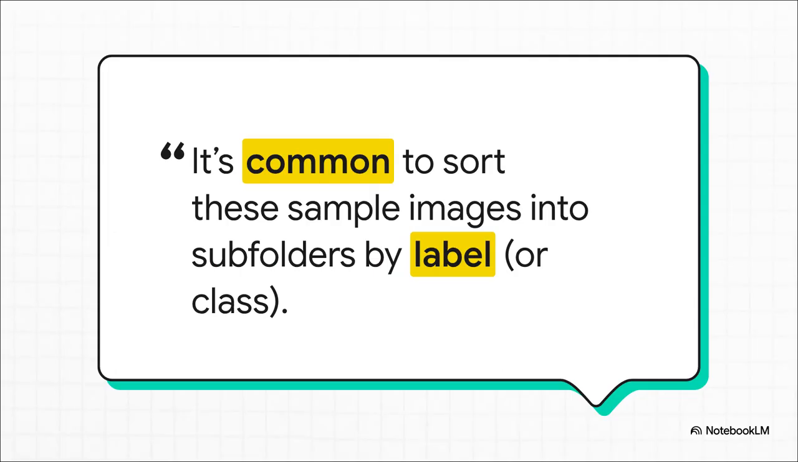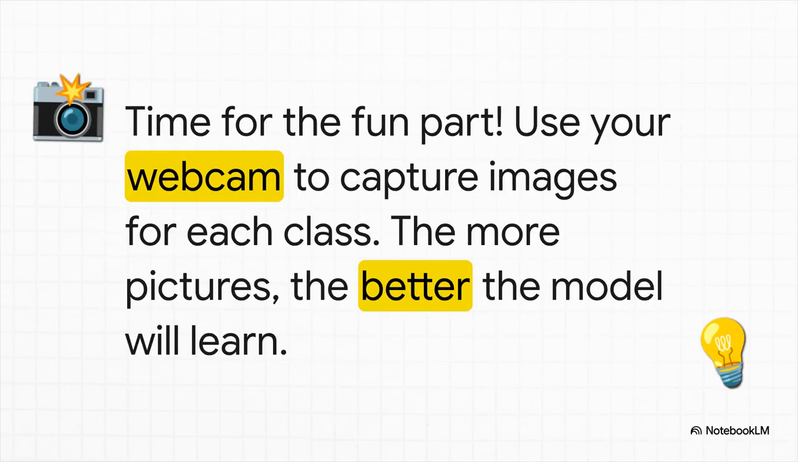And you know, it's really just like sorting photos on your phone. All your happy face pictures go in one bucket, and all your sad face pictures go in another. This organization is absolutely key for teaching our AI what's what. All right, time for the fun part. Let's fire up that webcam and start taking a bunch of pictures for each class. For the happy face class, give the camera your biggest, cheesiest smile. Then for sad face, give it your best dramatic frown. And seriously, the more pictures you take, the better.